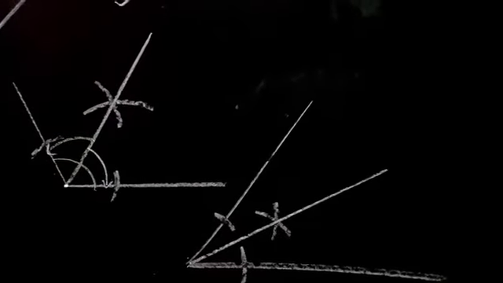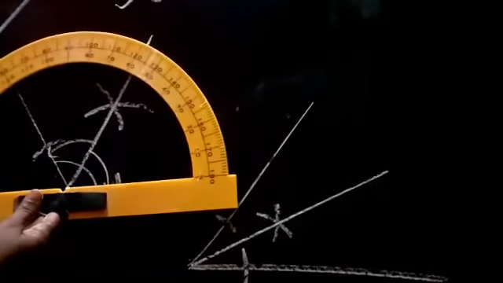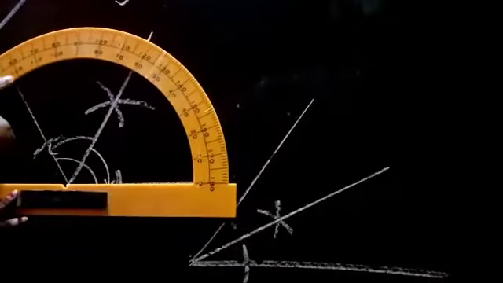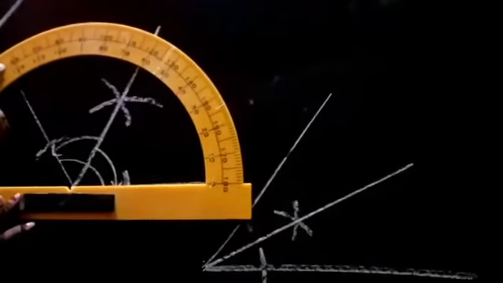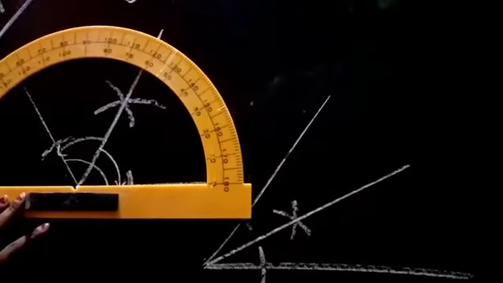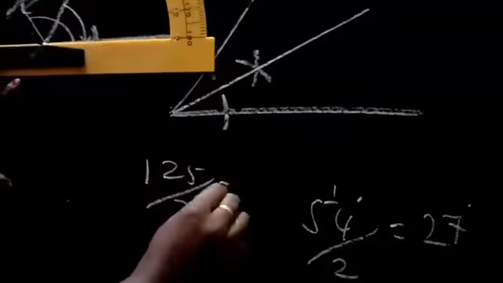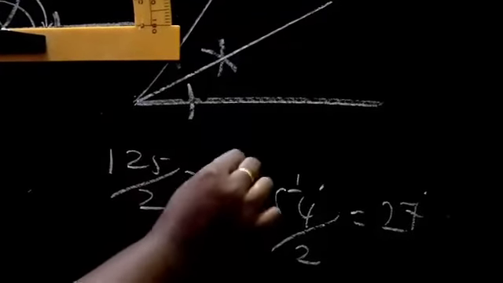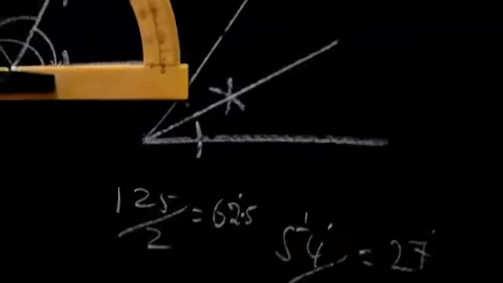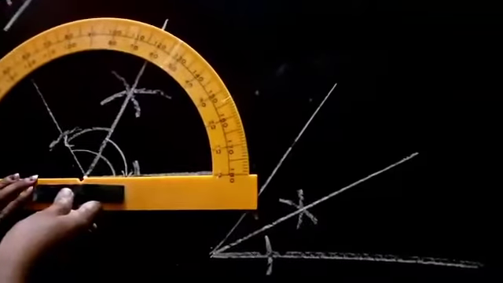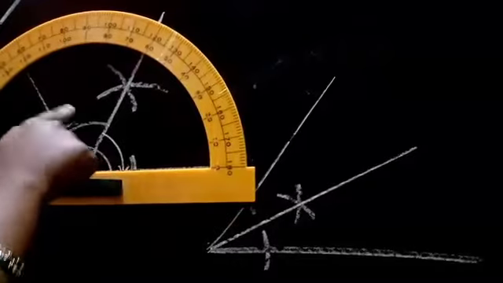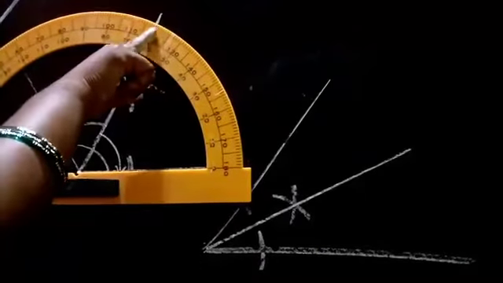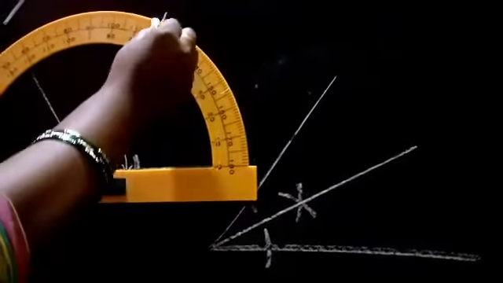We will measure how much the angle is now. The angle is 125. In 125, what is the half? 6 2s are 12, 2 2s are 4, and point. So 62.5 should be the first angle and the second angle. So 61, 62, 62 and a half.